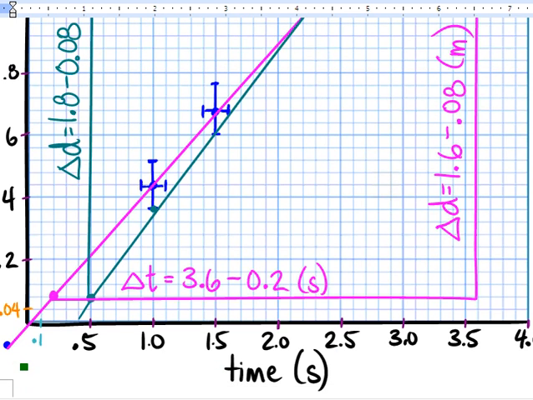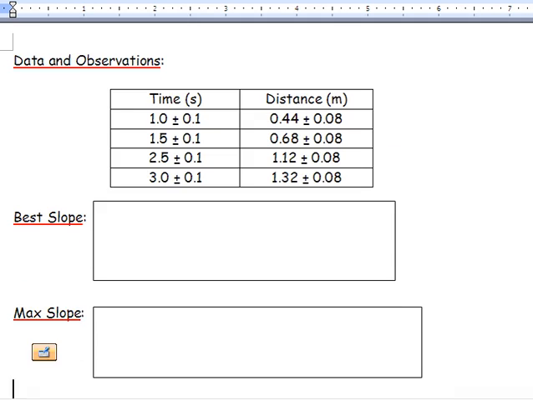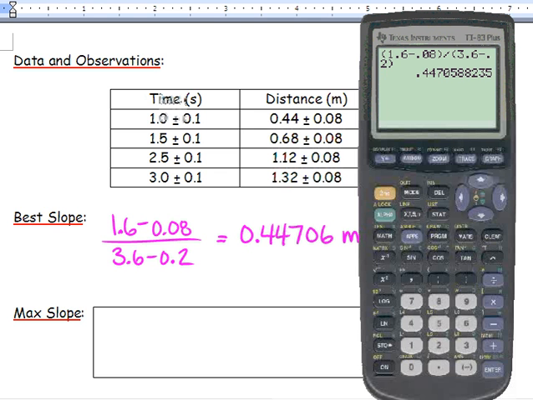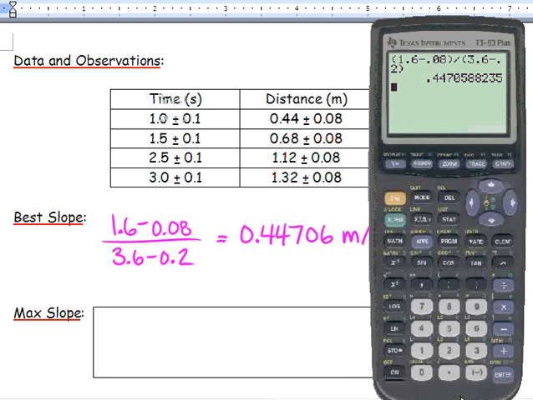And what we want to do is pull the rise and the run off of our best slope triangle. So don't get the two triangles mixed up. It's always nice to maybe do them in different colors like I did. So here's the number. I did the calculation for you already. Rise over run. My calculator spit out 0.44706 meters per second.